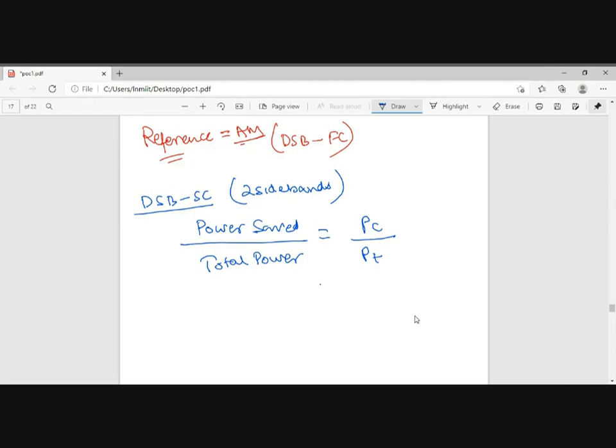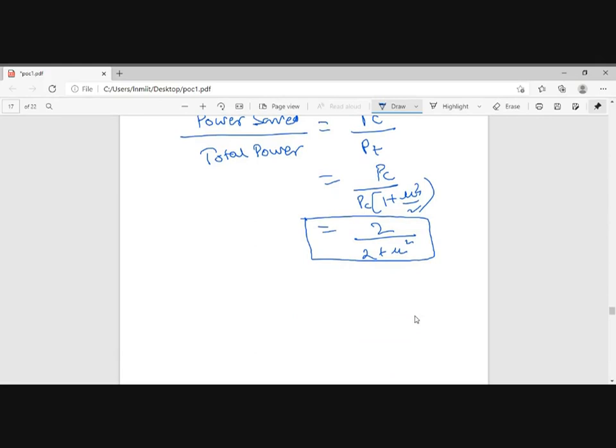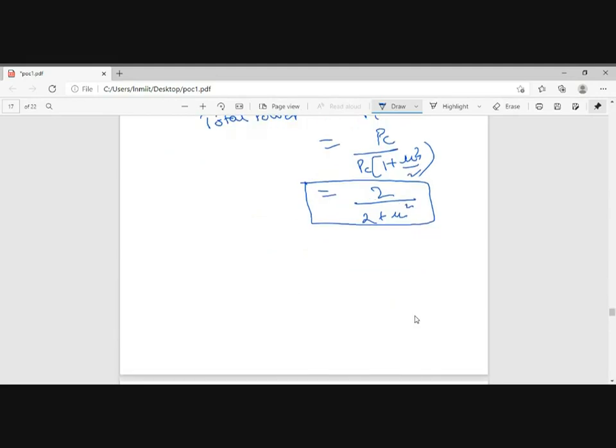Okay, so that can be directly derived using mu square. So this will be P_C upon P_C times (1 plus mu square by 2), so this will be 2 upon 2 plus mu square. Power saved upon total power: we only saved the carrier power, the two sidebands are still being sent. So P_C upon P_T.